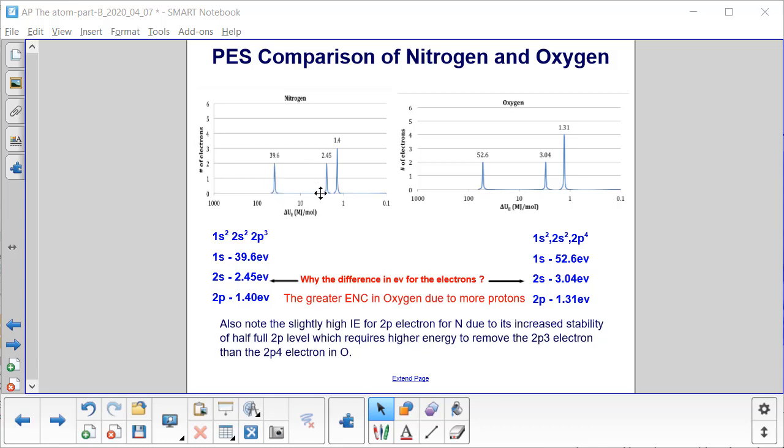We still see a peak for each of the same subshells in both elements, but slightly different values. And then also notice this peak is a little higher because it has 4 electrons versus 3.